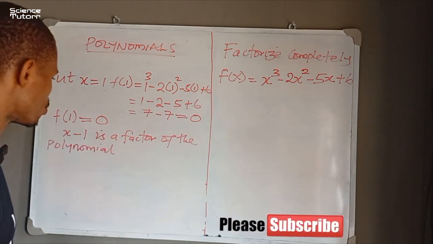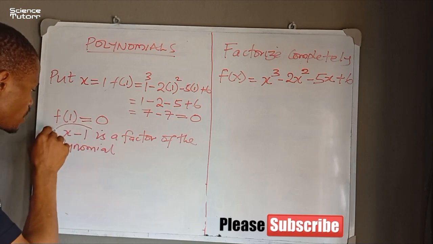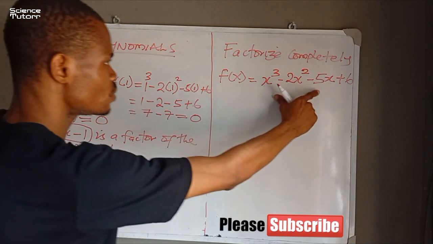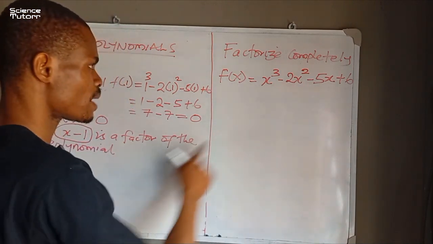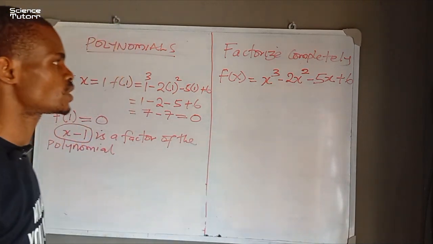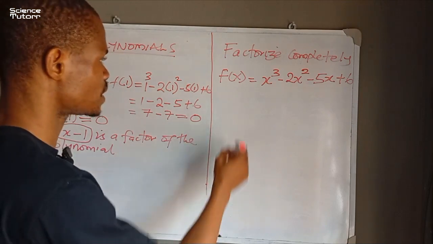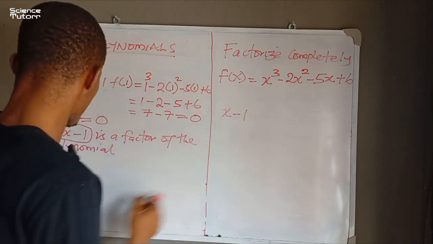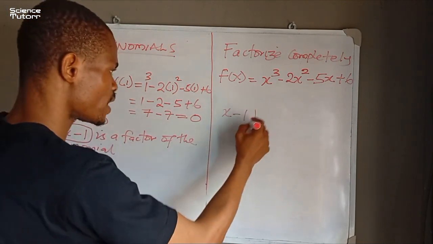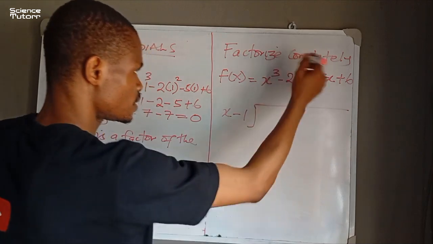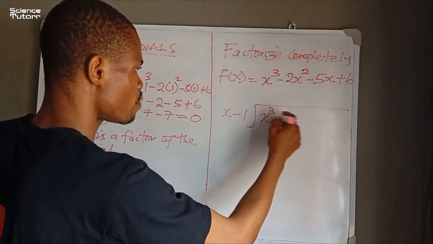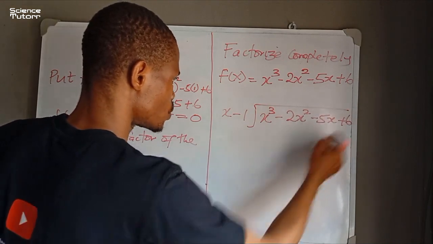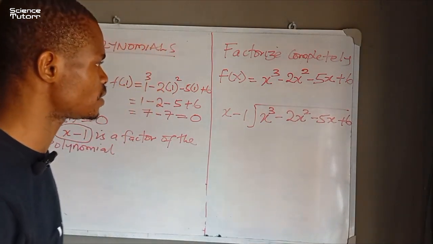So the next thing we do, we simply use f of 1, which is x minus 1, and then we divide by x minus 1 using the equation. So we simply have it in this form. Remember, our divisor becomes x minus 1, while our dividend takes the equation x cubed minus 2x squared minus 5x plus 6. So we simply begin division.